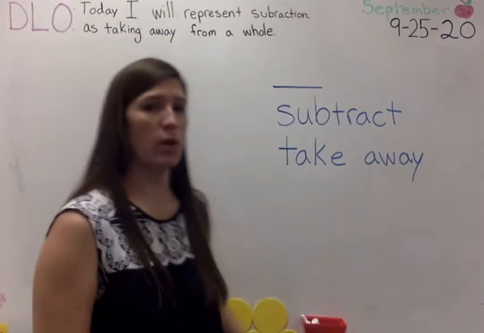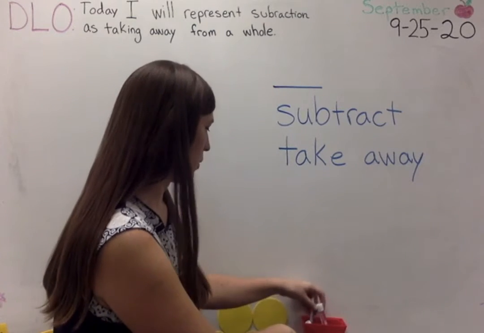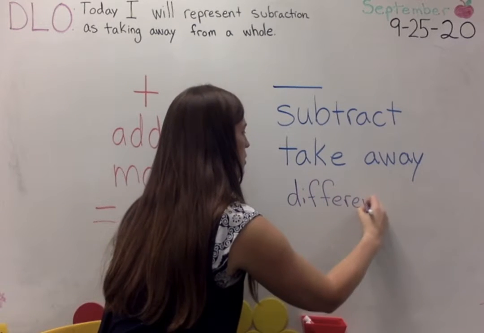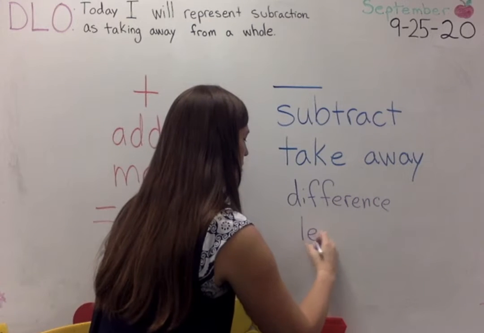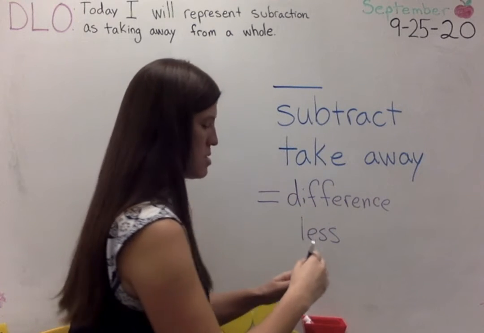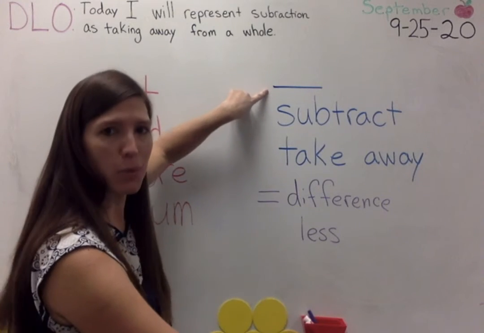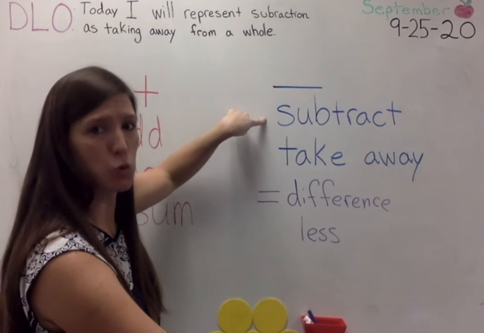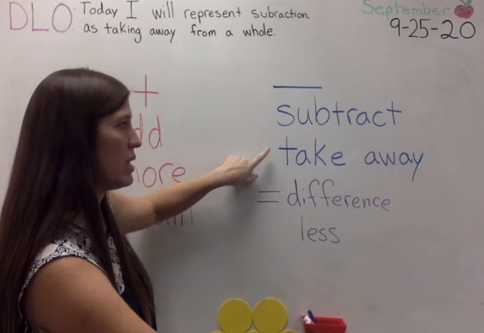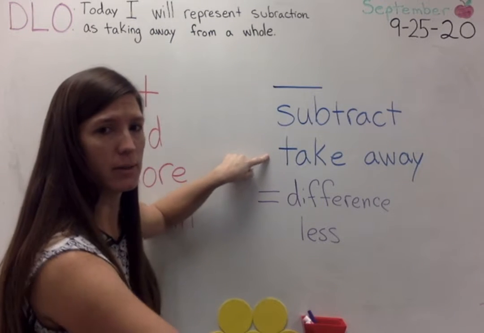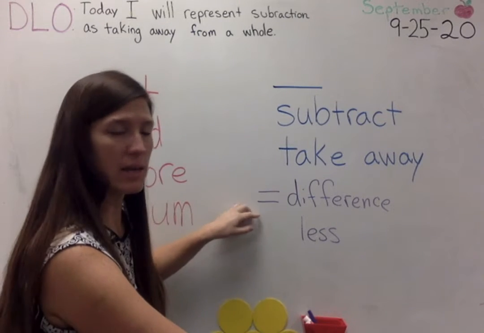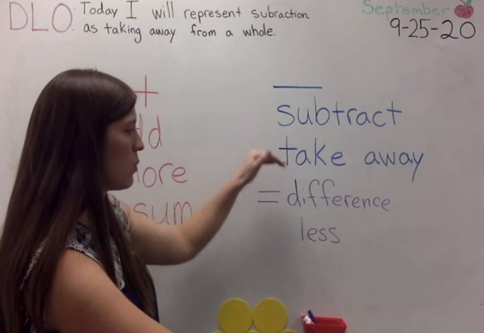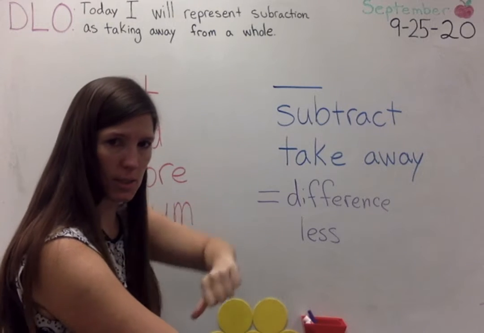Now let's look at our subtraction vocabulary. Uh-oh, I forgot one word. I forgot difference and less. Sorry, thought I was ready to go. Say operation, minus. When we minus something, we subtract. When we subtract, we take away. Say take away, take away. When we find the answer, it's called the difference. Say difference. When we take away, we're getting less, less.